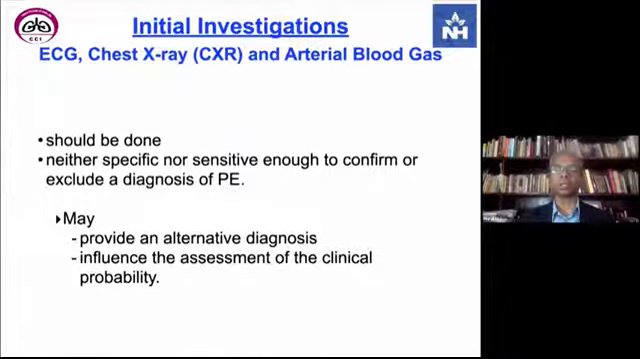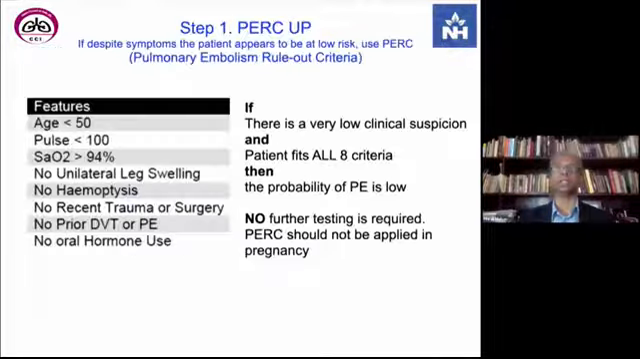Very importantly also, they influence your assessment of the clinical probability of disease. So if you have a clinical suspicion, what is the next step? The first step is to do what is called the PERC, or the pulmonary embolism rule out criteria. Start off by looking at the PERC rule out criteria.